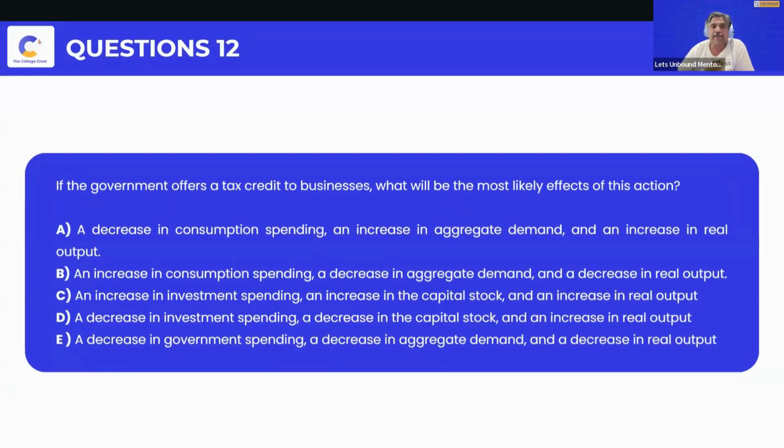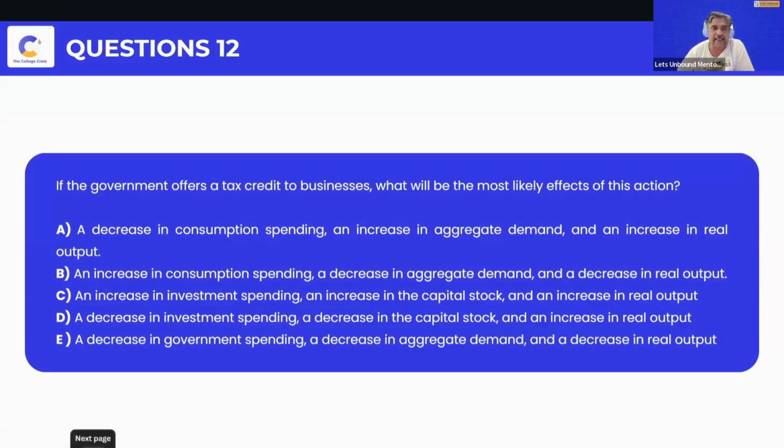If the government offers a tax credit to businesses, what will be the most likely effects of this action? Whenever a government extends tax credits, an increase in investment spending is something that the government expects and something that usually happens. So there would be an increase in investment spending and correspondingly an increase in the capital stock and the real output. If the government is offering the benefit of tax credit to the businesses, there would definitely be an increase in the investment spending.